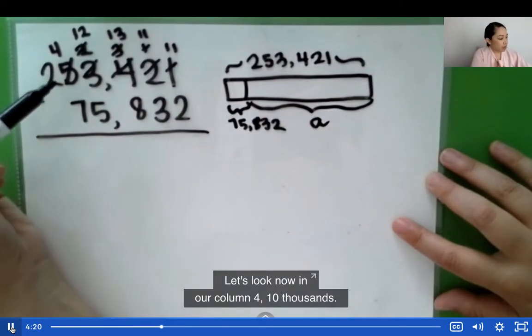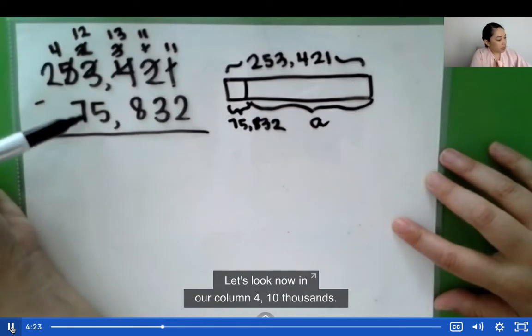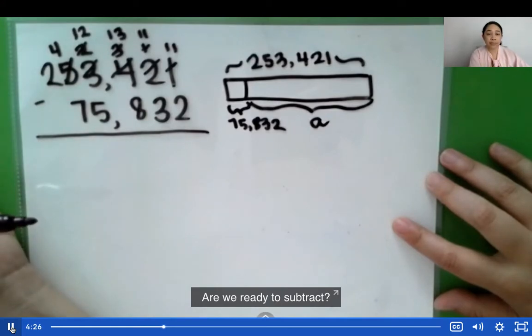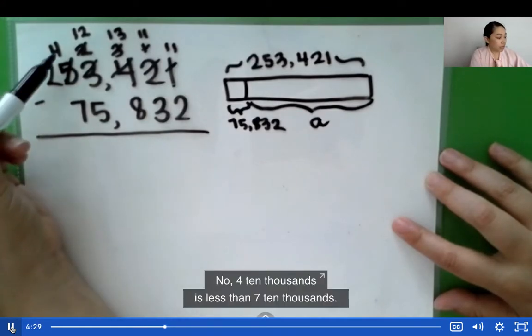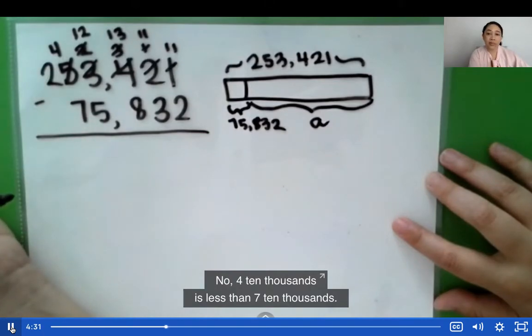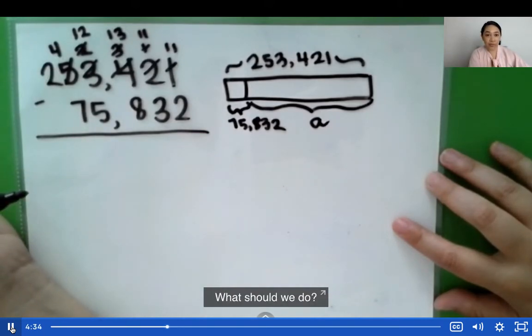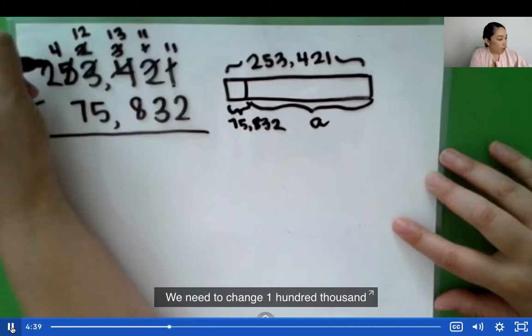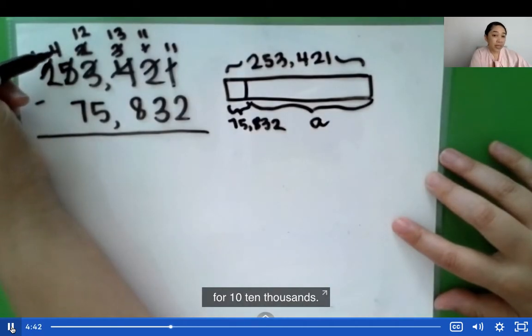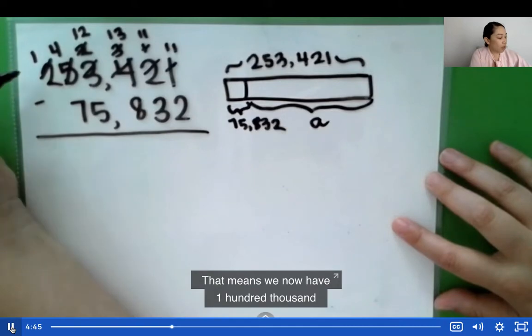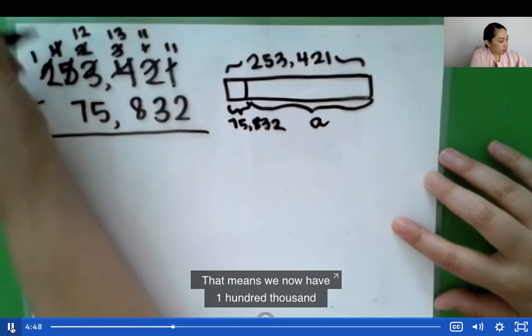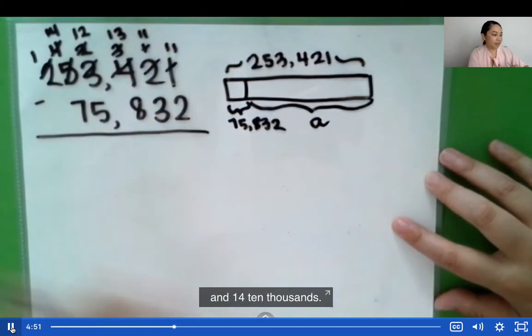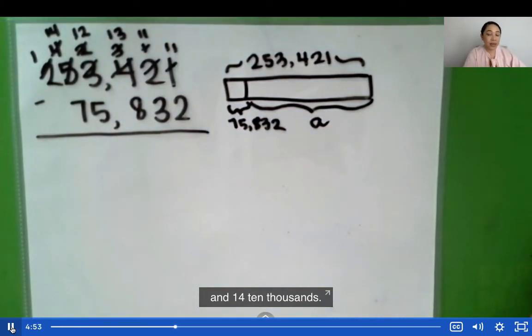Let's look now in our column for ten thousands. Are we ready to subtract? No. 4 ten thousands is less than 7 ten thousands. What should we do? We need to change 1 hundred thousand for 10 ten thousands. That means we now have 1 hundred thousand and 14 ten thousands. Now are we ready to subtract? Yes, we're ready to subtract.